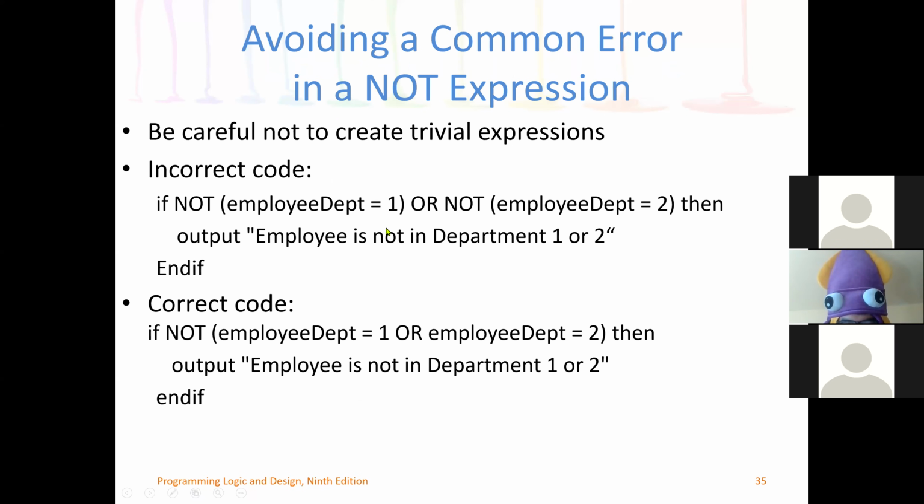Here also we can avoid the common errors, essentially the boundaries. So here they say be careful not to create trivial expressions or incorrect code. Example here, if not employee department equal to 1, which means if employee department is not 1, or not employee department equal to 2, that means if the employee department is not 2, then the output is employee is not in department 1 or 2.